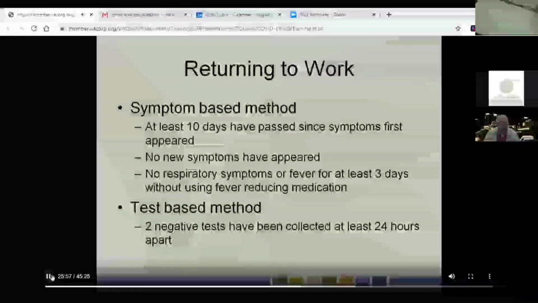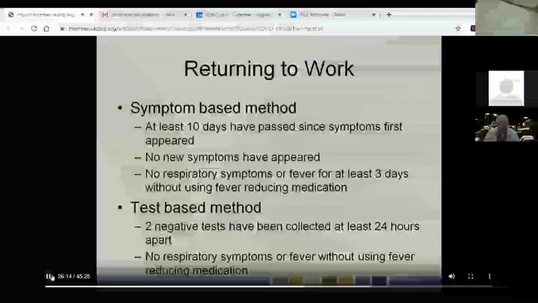So you can't have someone that says, man, I'm not feeling good, I'm going to go get tested. Oh, great, it's negative. I'm just going to go ahead and run that back and get another test right now just so I can knock out my 2 and go right back to work. It doesn't work that way. You've actually got to wait at least a full day before getting that next test. And even still, you still can't have any respiratory symptoms or fever without the aid of fever-reducing medication.